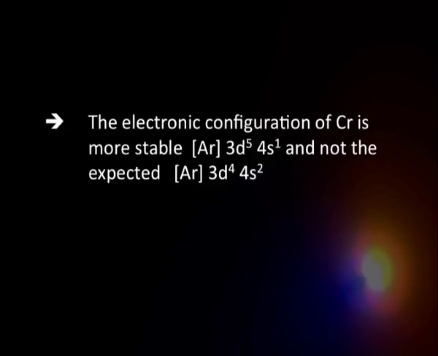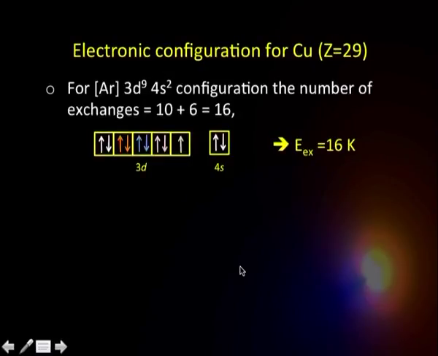That is, the electronic configuration you observe for chromium is argon 3d5 4s1 and not the expected configuration of Ar 3d4 4s2. Similarly, we can extend our argument and talk about the case of copper, where Z is equal to 29. Here again we do the same exercise, though not in that elaborate way. Say if I have the electronic configuration argon 3d9 4s2, how many exchanges are possible? We can just work it out without getting into details.